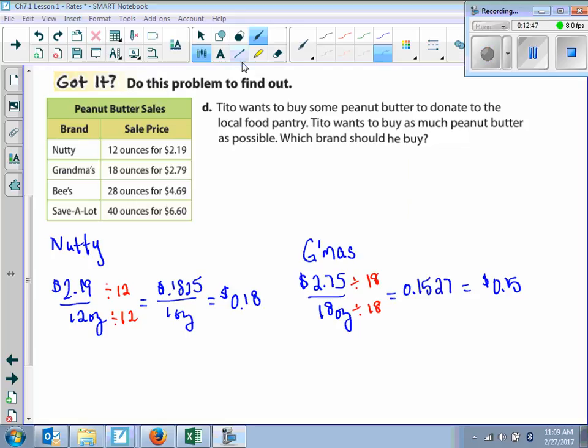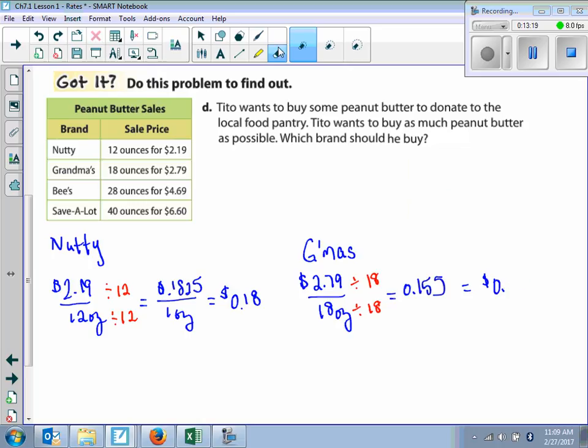Fine. All right, correction here. I wrote $2.75 rather than $2.79. So $2.79 divided by 18 gives us 0.155, right? So if I'm going to round that to the nearest cent, that's going to be, very good. Good catch. 16 cents. Good.